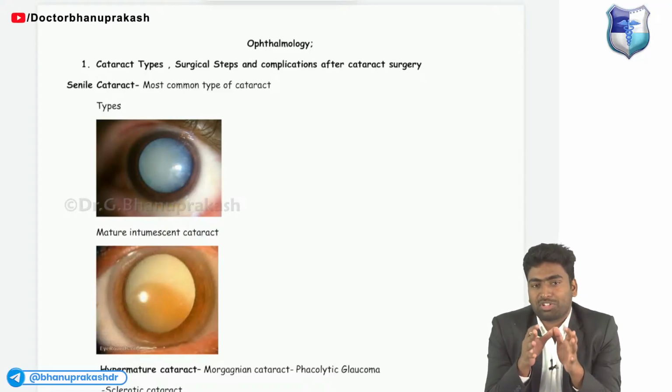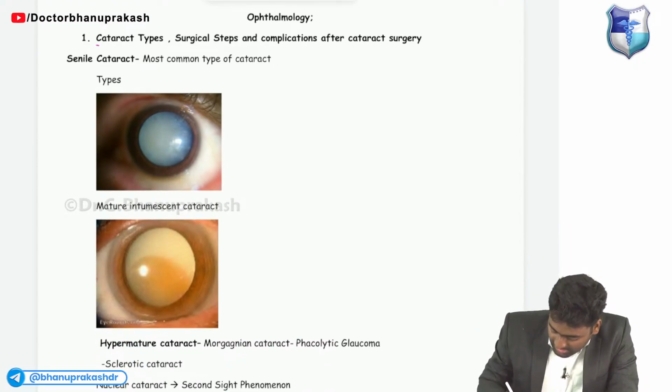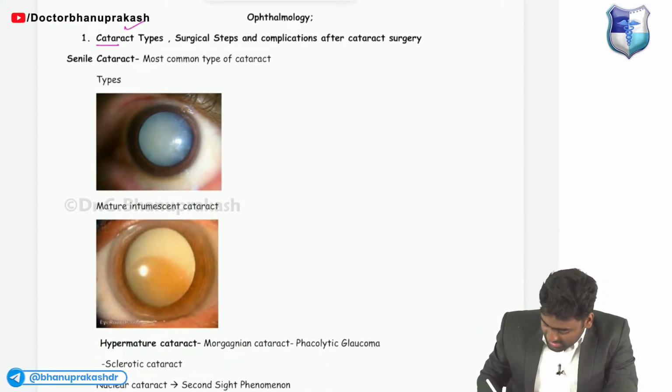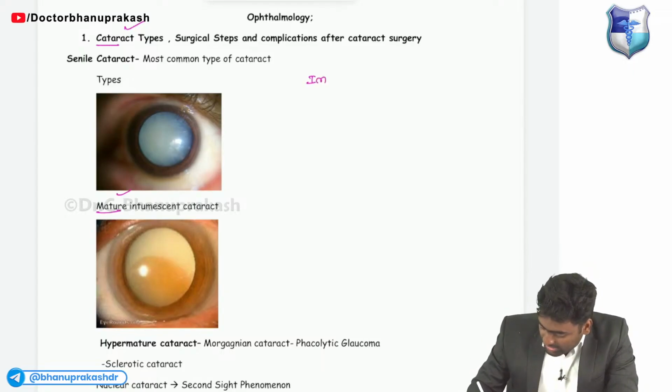We'll move on to this ophthalmology part of this game changer session. And first, we're going to see this cataract. There are different types of cataract. If you see, there is this mature cataract, and before this, there will be this immature cataract.